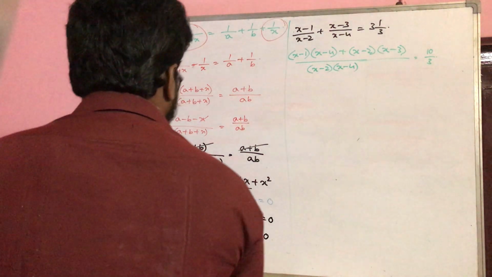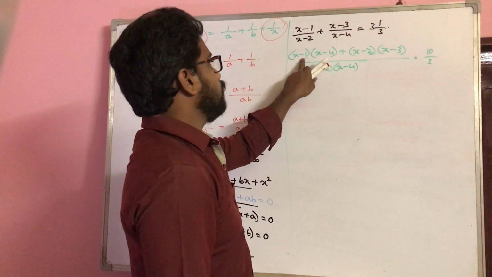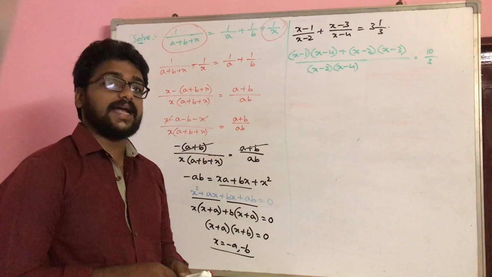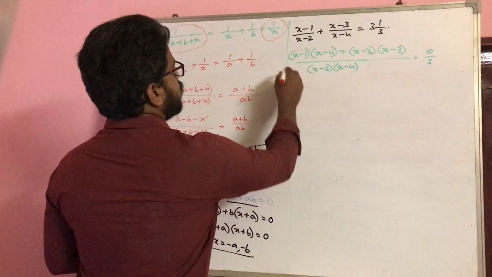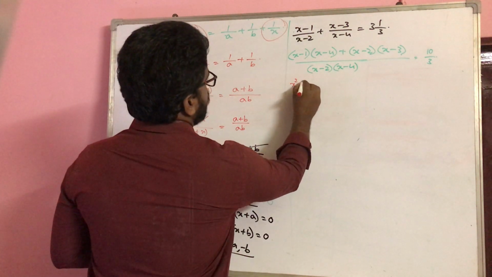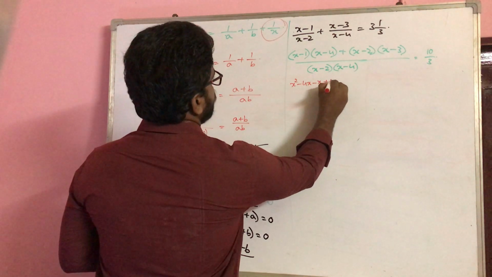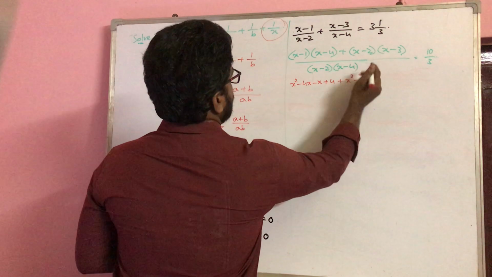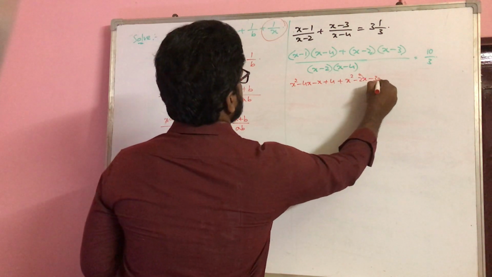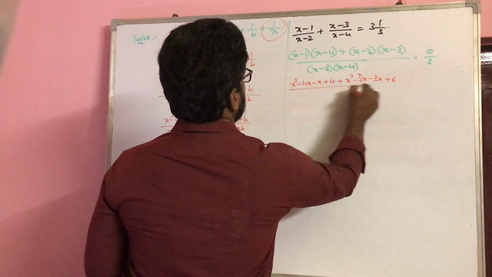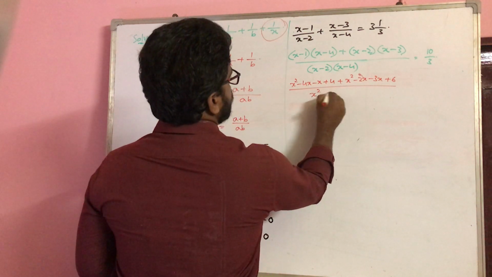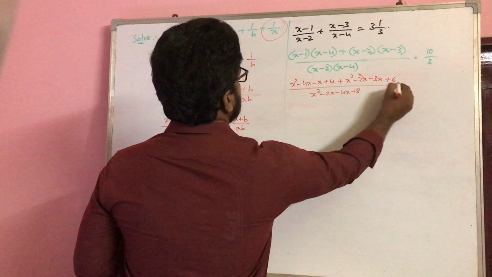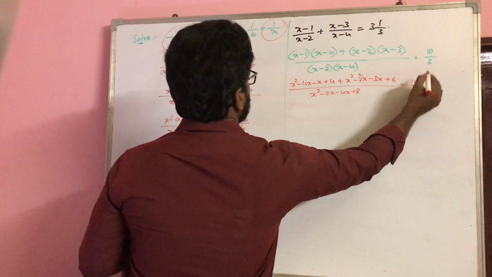It's a simple thing. If you just observe here, it's a multiplication of degree 1 terms, so you will be resulting with a second order degree, right? So let us do that multiplication. x square minus 4x minus x plus 4, plus x square minus 2x minus 3x plus 6, whole divided by the denominator, x square minus 2x minus 4x plus 8, is equal to 10 by 3.